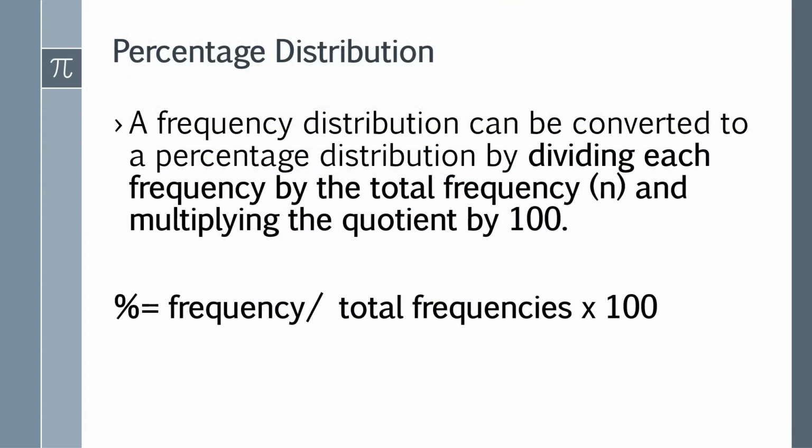Well, we also need to get the percentage distribution. So a frequency distribution can be converted to a percentage distribution using this formula. So percentage, okay, so percentage is equal to the frequency divided by the total number of frequencies multiplied by 100.